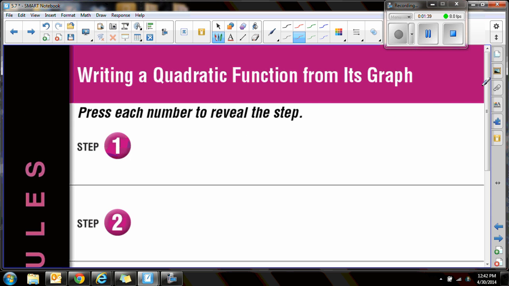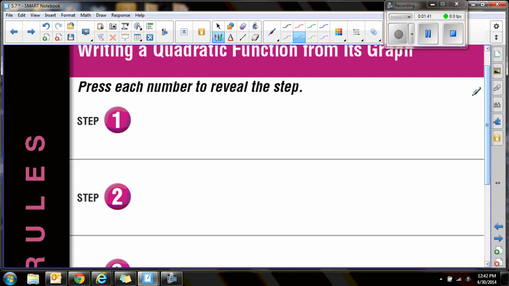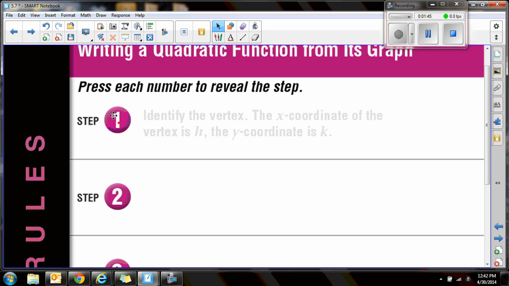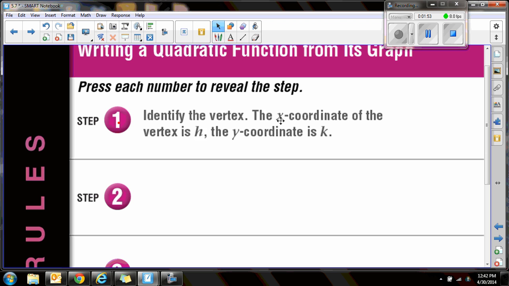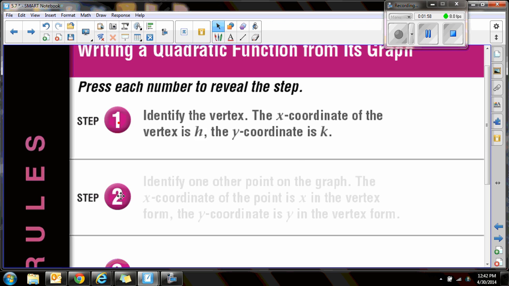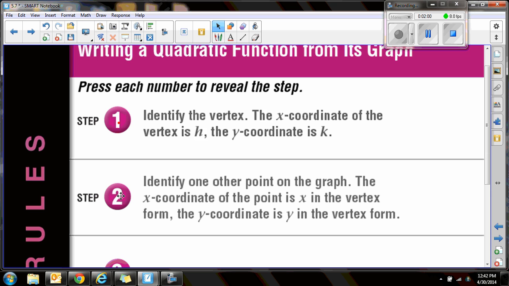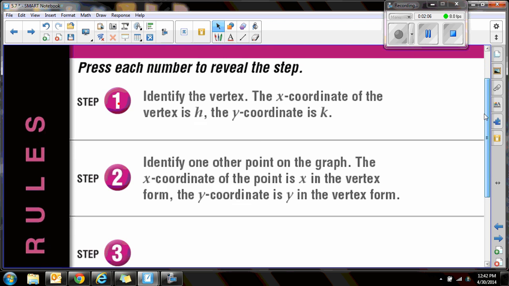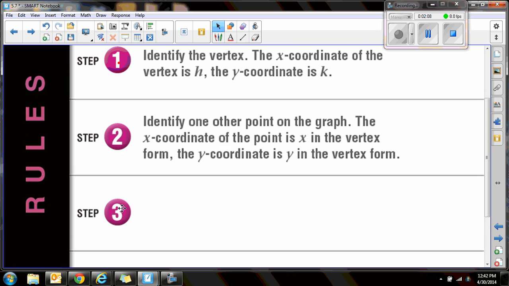So, what are the steps that we need to take here? Well, they are as follows. First step we're going to do is identify the vertex. The x-coordinate of the vertex is h, the y-coordinate is k, and again, remember, to find that x-coordinate, you're going to simply do the negative b divided by 2a. Step 2, you're going to identify one other point on the graph. You're going to take the x-coordinate, you're going to take the y-coordinate, and you're going to plug this into the vertex form equation.